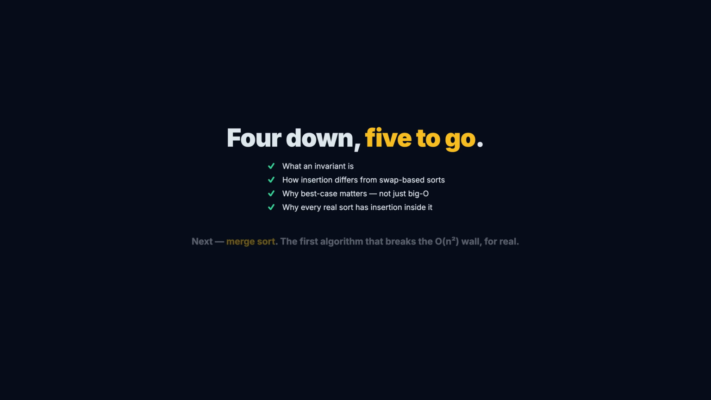You now have 4 sorting algorithms in your head and can compare them on different axes. Runtime, number of swaps, number of writes, adaptability to sorted input, best and worst case. Next up, merge sort, the first algorithm that breaks the O of n squared barrier for real.